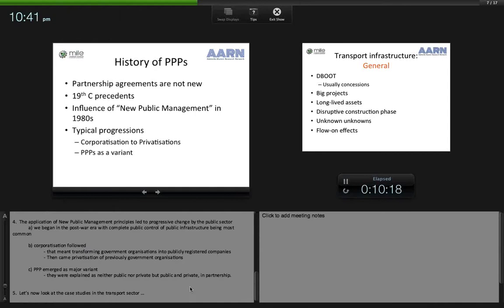Now, let's begin our look at the case studies that go with that history, and we'll begin with a case study in the transport sector.